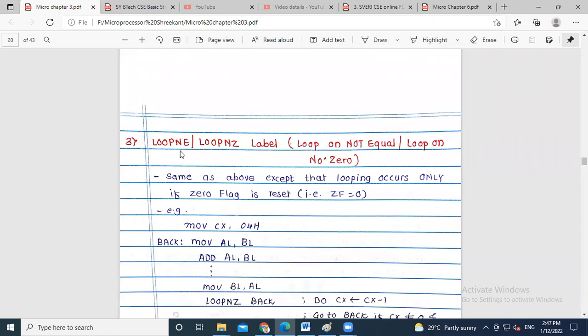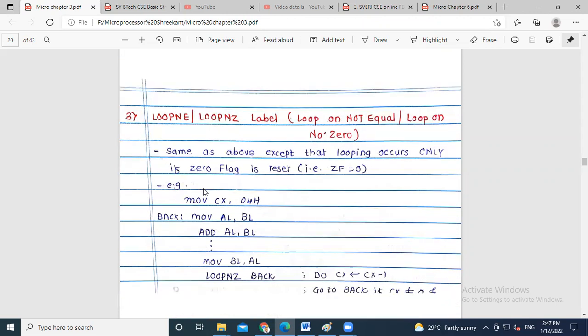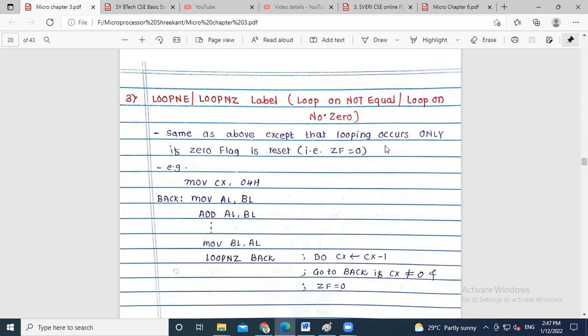So the next, third one, is loop on not equal or loop on non-zero. Loop on not equal, NE means not equal. NZ means non-zero. That is loop on not equal, loop on non-zero. So here it is the same as above, but looping occurs only if the zero flag is reset to zero. It means that the ZF flag is 0.